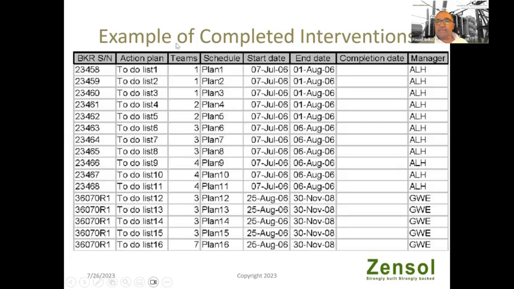Example of complete interventions. Here you have the action plans, the to-do list, the teams involved, the schedule, start date, end date, the completion date, and who was responsible for this.